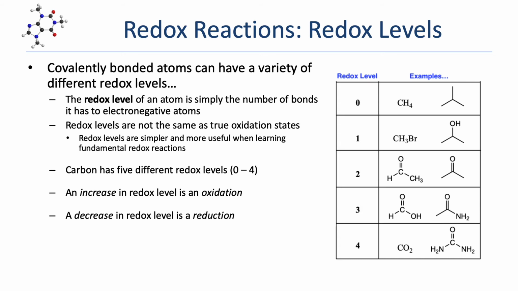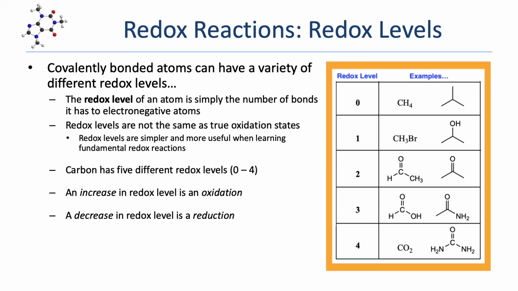So if we look at the possible redox levels for carbon, carbon can have up to four bonds, right? It has four valence orbitals, it can make four covalent bonds. And that means that there are actually five possible redox levels, because carbon can have as many as four bonds to electronegative atoms, but can have as few as zero.